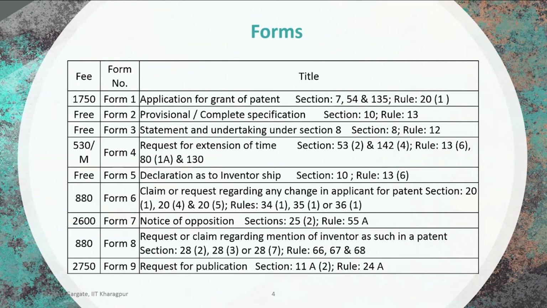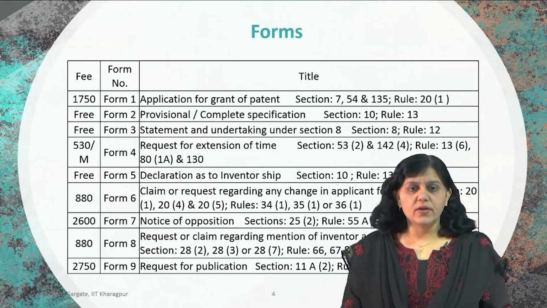Then there is form 6. What is it about? A claim or request regarding any change in applicant for a patent, and section number 20 is involved here, right. Then is any fee there? Yes, it is 880 rupees, fine. Then form 7, form 8, form 9, you can just go through those, okay.